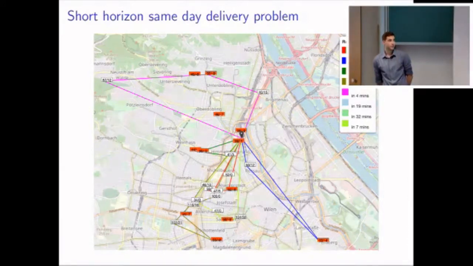Same-day delivery problems are stochastic and dynamic vehicle routing problems with an additional focus on very short delivery times. Like with all vehicle routing problems, orders have to be combined to form routes, and they also have to be combined in a way that optimizes certain criteria, for example, cost. Here you can see one such route.